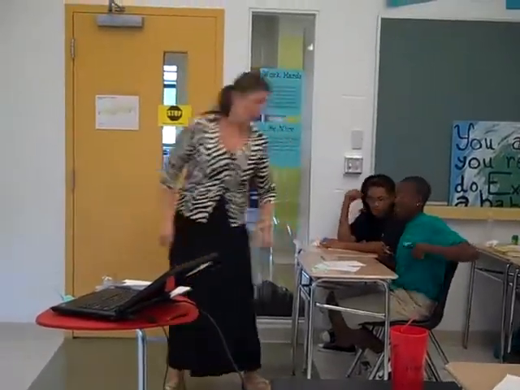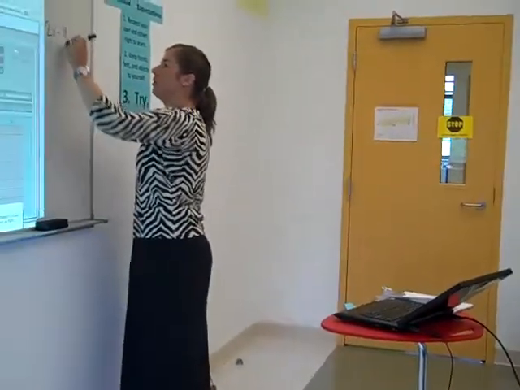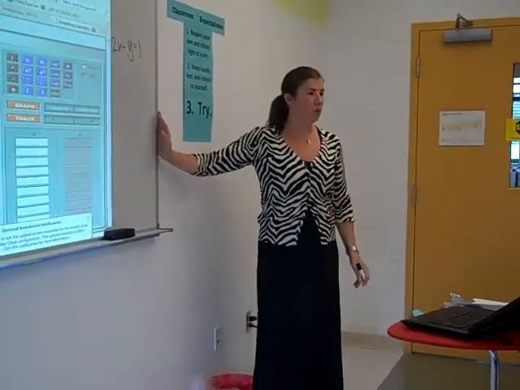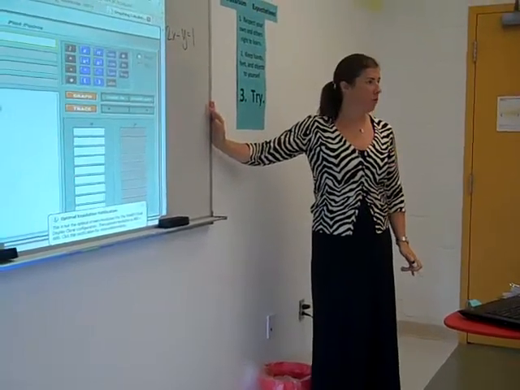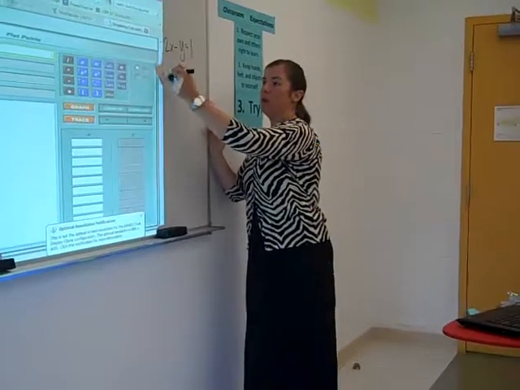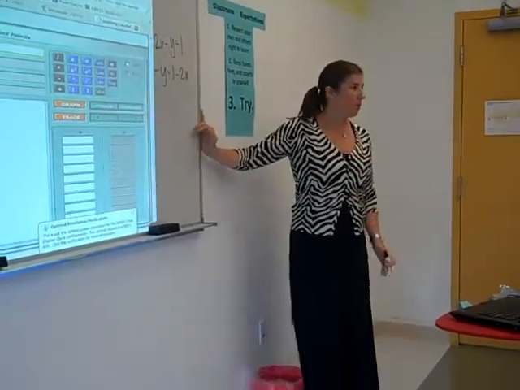And we've got 2x minus y equals 1. What do we have to do in order to put that in slope-intercept form? How can we put that in slope-intercept form? Raymond? Move the 2x over. Good. So we've got negative y is equal to 1 minus 2x. What's the next thing we have to do?